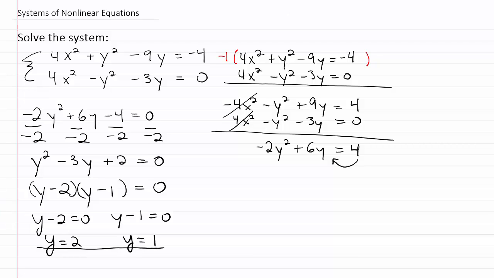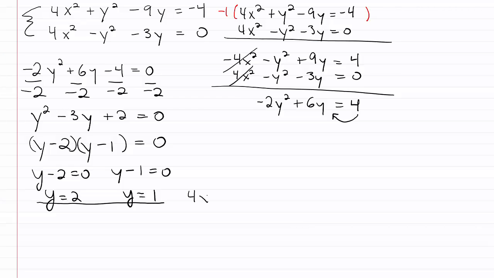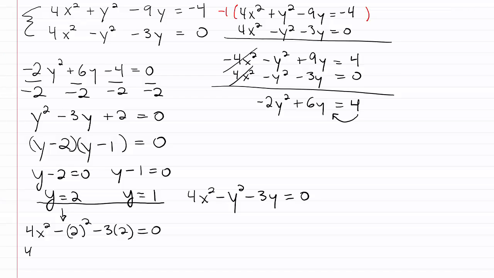Let's pick any one of the equations. I'm going to pick the second one this time and evaluate the equation with those y values to see what x ends up being. So I'm going to pick the second equation, 4x squared minus y squared minus 3y equals 0. It seems that that would be simpler to evaluate. So when y is equal to 2, what happens? Well, we'll have 4x squared minus (2) squared minus 3 times 2 is equal to 0. That's 4x squared minus 4 minus 6 is equal to 0. This will lead us to 4x squared minus 10 is equal to 0.